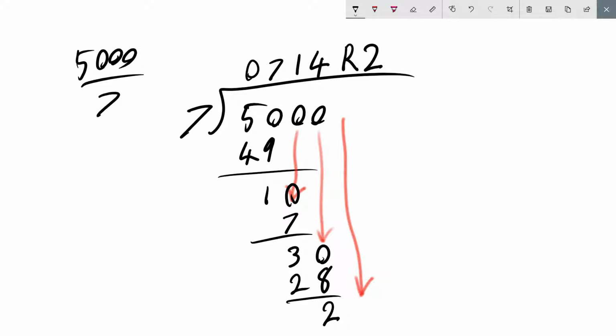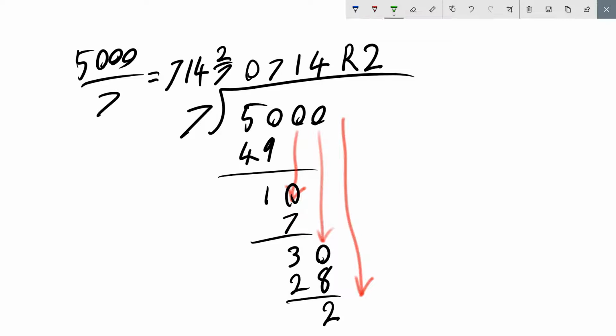Now, what I can do with this remainder is that I can say that this is equal to 714 and 2/7, just like that. And it becomes a proper fraction. That's all this process is doing.